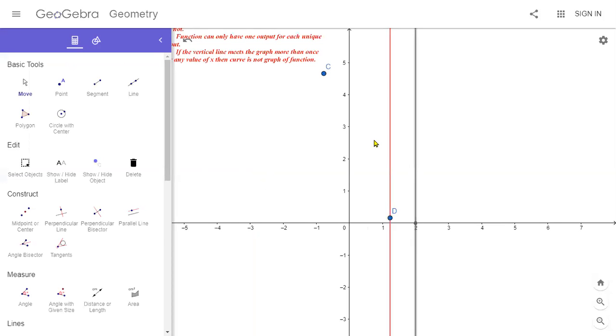This is the way of checking whether a given curve or graph is a function or not, by using the vertical line test method.